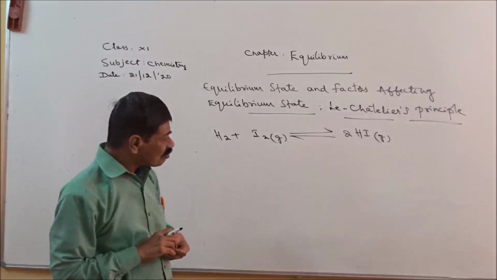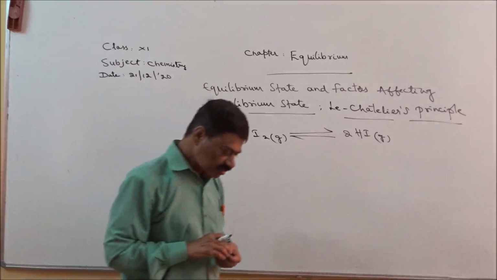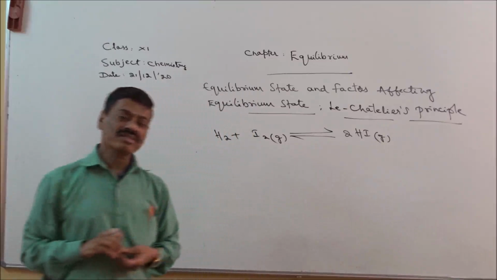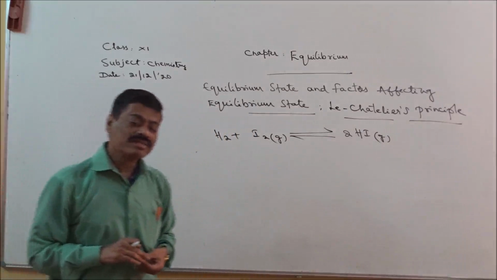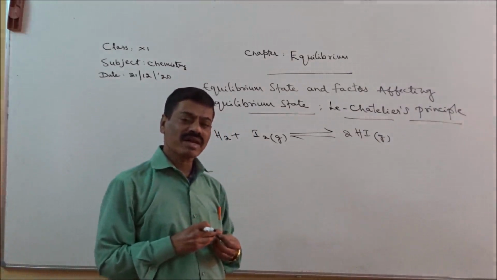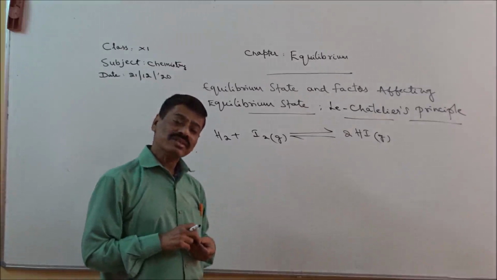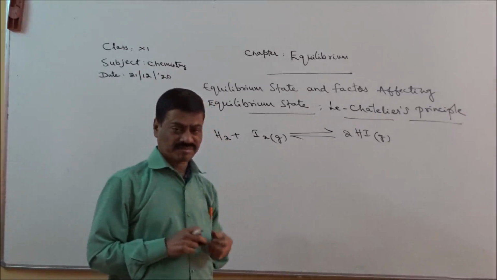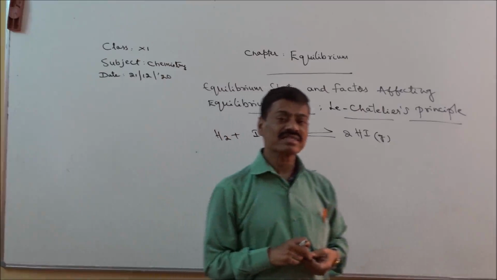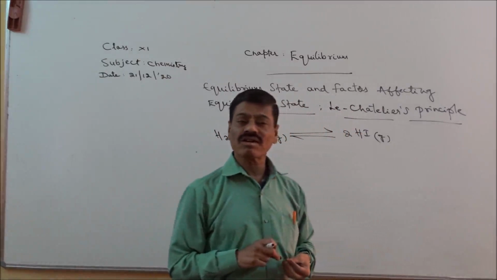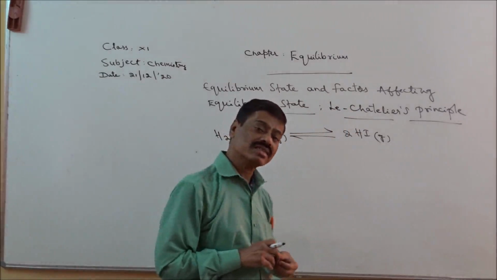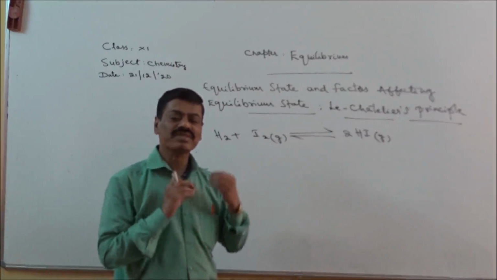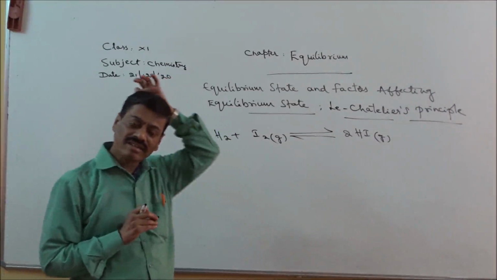So once again, the law can be stated like this: at constant temperature, the product of concentrations of the products formed in the chemical reaction raised to the stoichiometric coefficients, divided by the product of molar concentrations of the reactants involved in the chemical reaction raised to the stoichiometric coefficients, in equilibrium state. Right? That is equal to a constant.